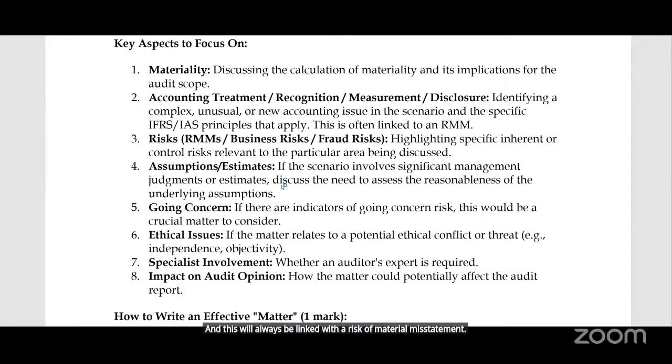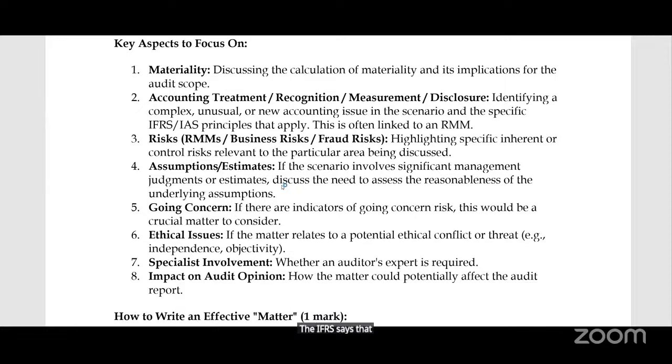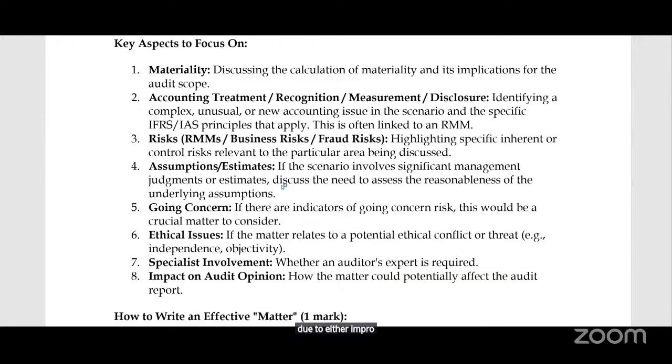So from there, you come and talk about the risk. You are saying R&D was wrongly capitalized, for example. What does the IFRS say? The IFRS says that R&D should always be expensed in accordance with IAS 38. There's a risk. Let me ask the whole class. When we talk about risk, we are talking about risk of material misstatement: the risk that the financial statements will be wrong due to either improper recognition, improper measurement, or inappropriate disclosure.